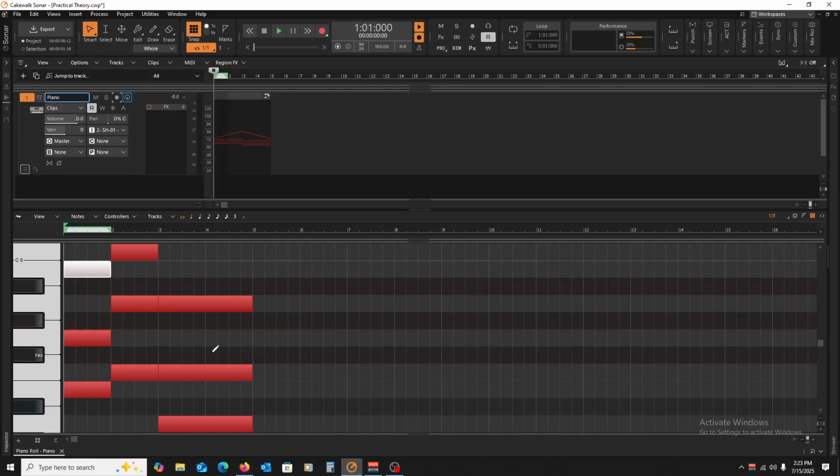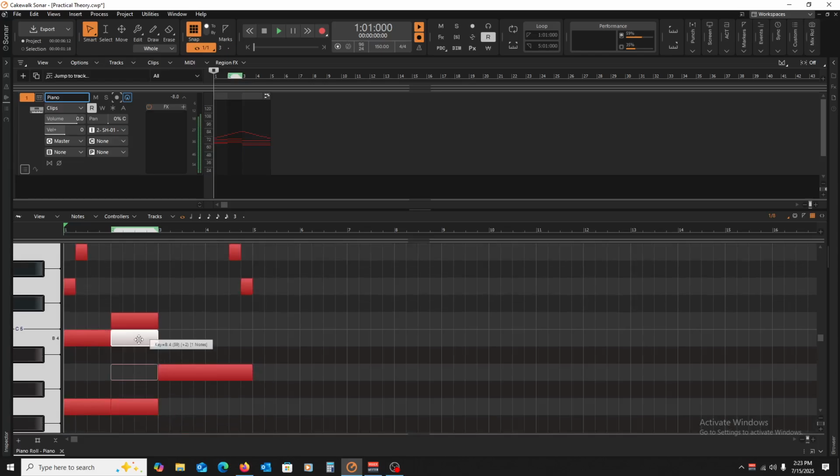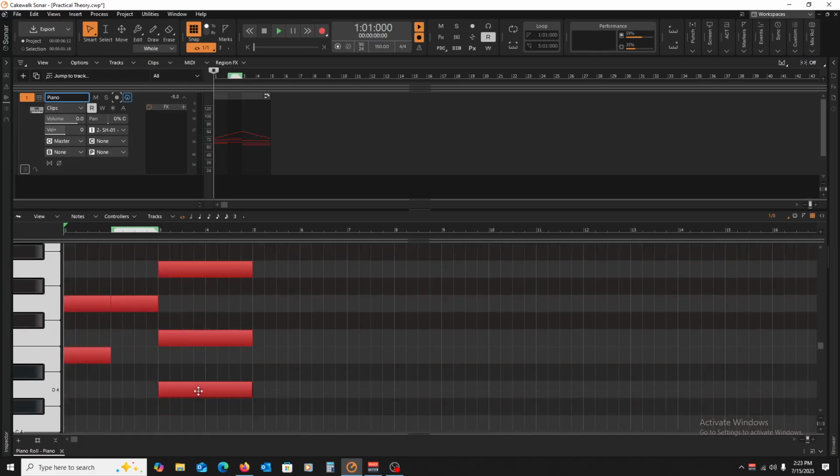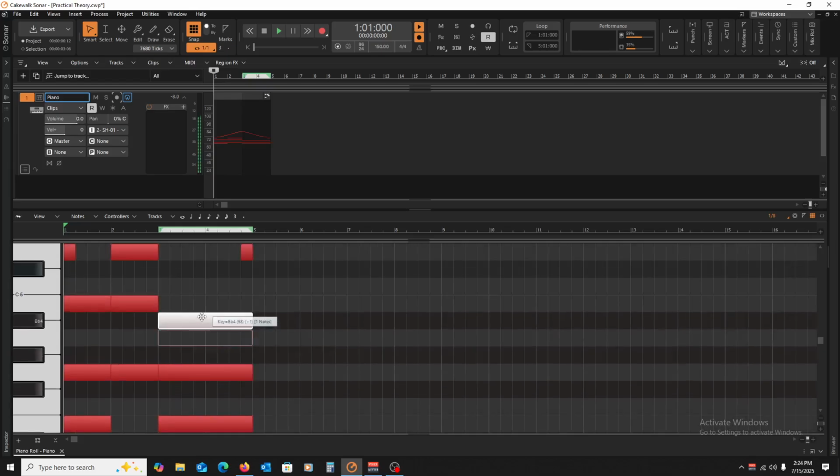And so these are all very simple, basic examples, and they're all relatively the same, if that makes sense. The intervals are all relative.